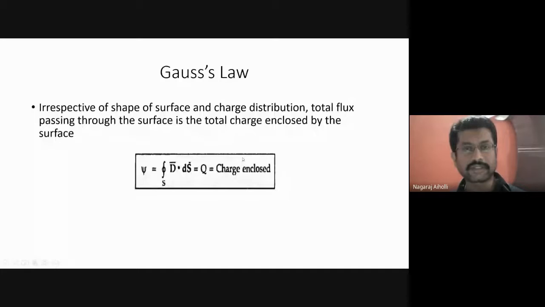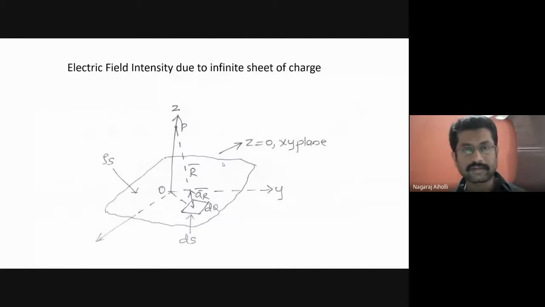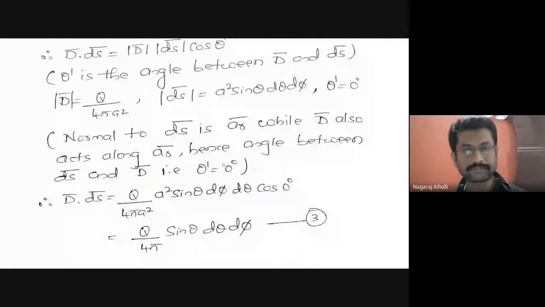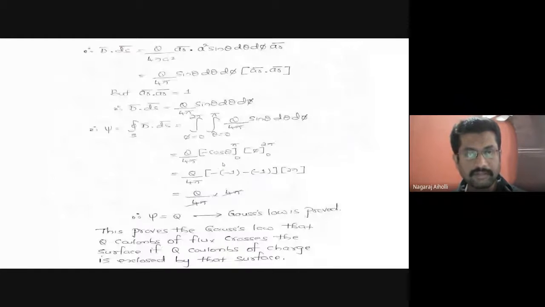So what is the Gauss law here, students? Gauss law is: total flux passing through the surface is equal to the total charge enclosed by the surface. Okay, that is our Gauss law. Let us prove that here. Therefore, the LHS equation is the Gauss law equation.